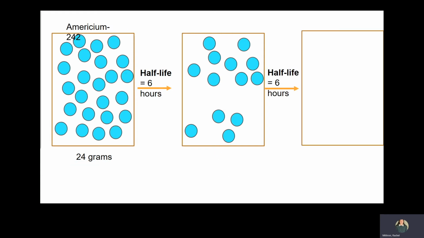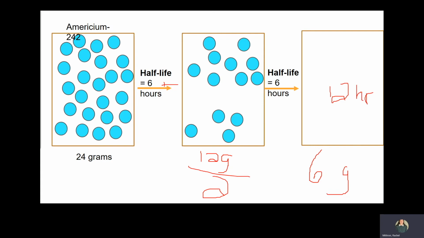What happens when the next half-life passes? We start off with 24 grams, a half-life passes, or 6 hours, and 12 grams of that isotope are left. What happens after another 6 hours? How much of that radioactive isotope are we left with? We can divide this number by 2, and we have 6 grams left after the second half-life. So how many hours total have passed for 24 grams to degrade down to 6? We can add those 6 hours together to get 12.